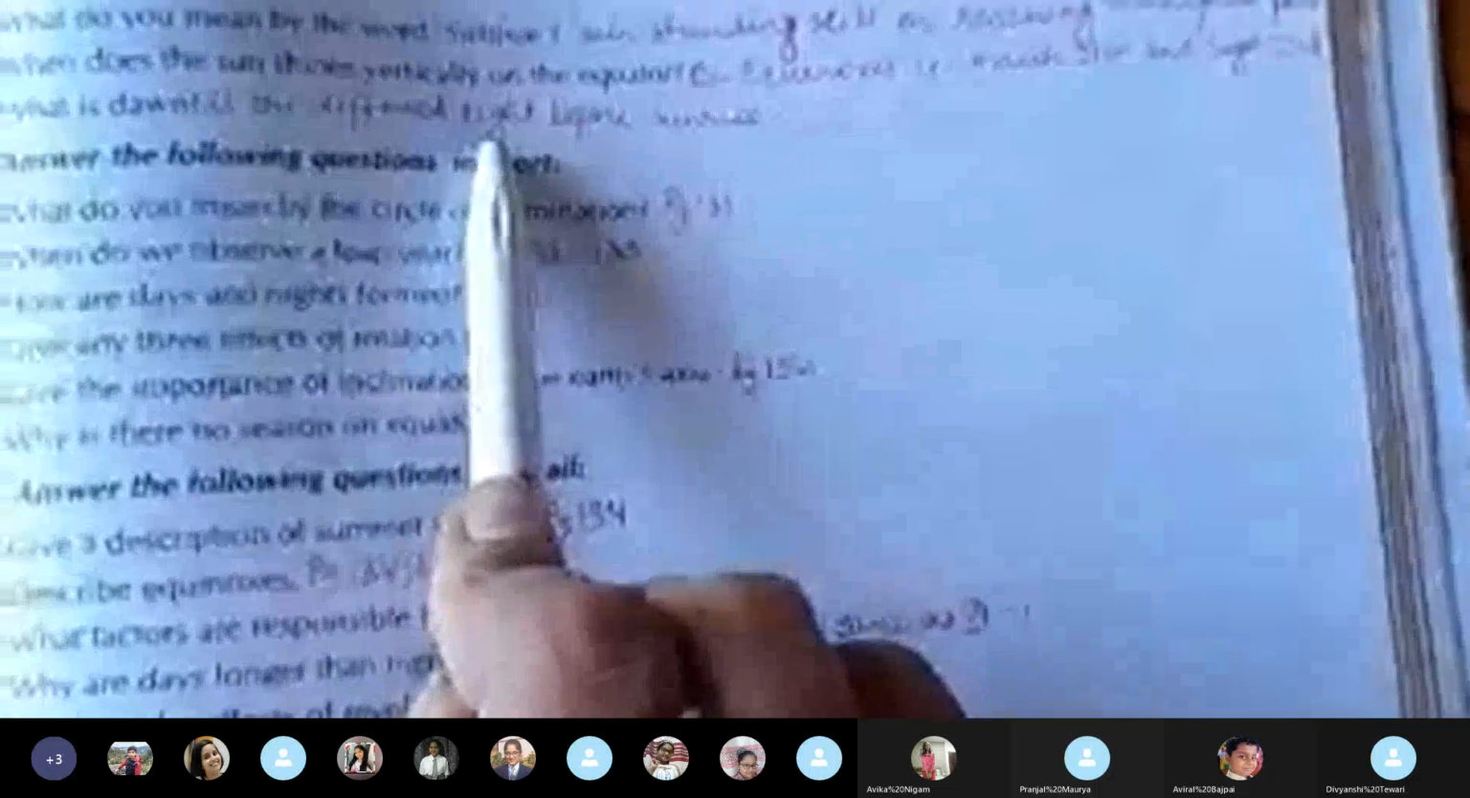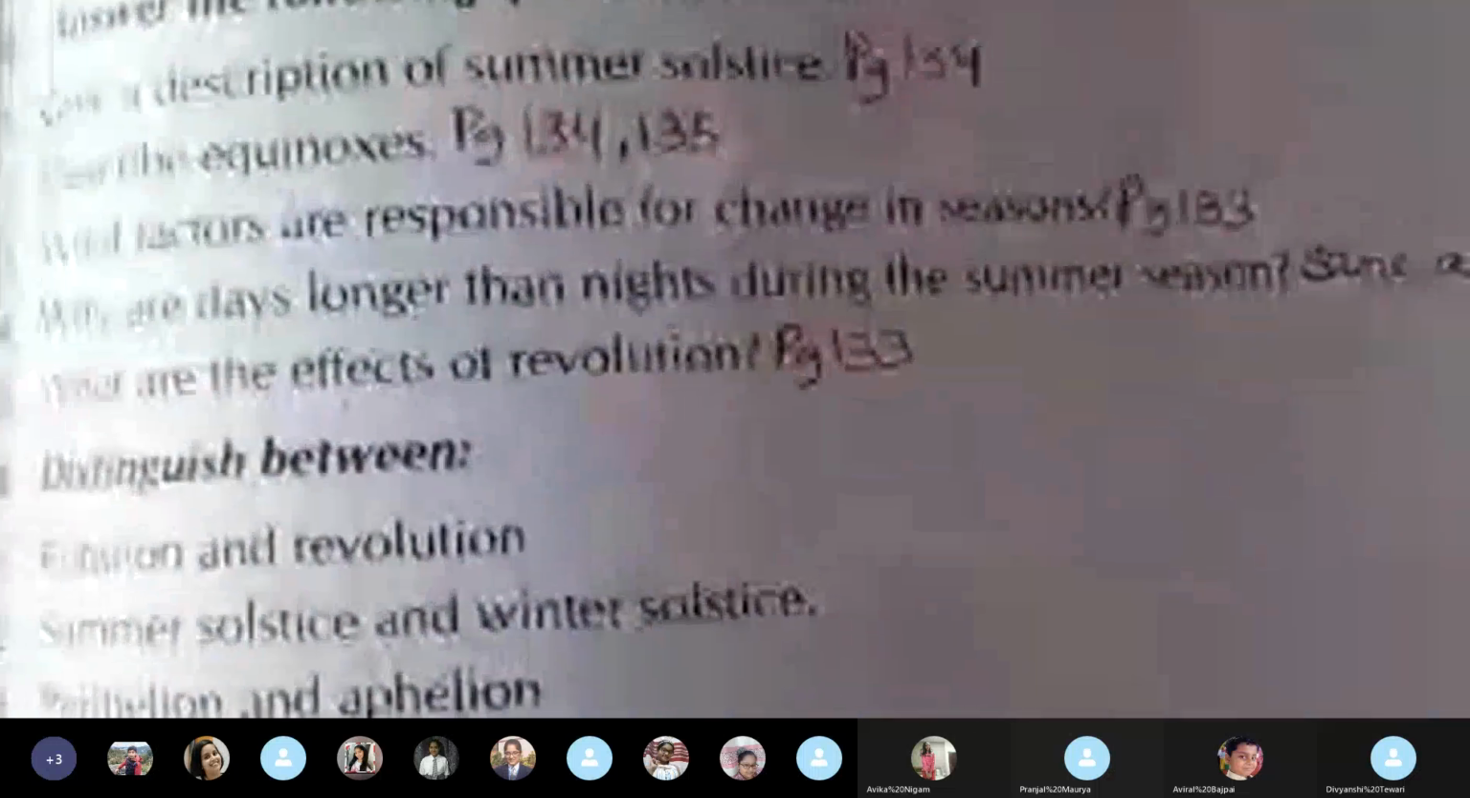Question number 4-6. What is dawn? Answer: dawn is the diffused light before sunrise. I repeat, dawn is the diffused sunlight.